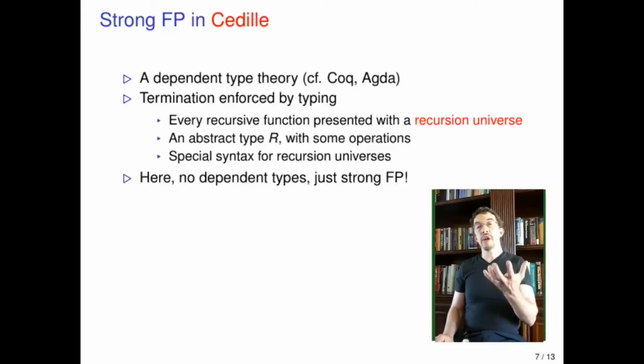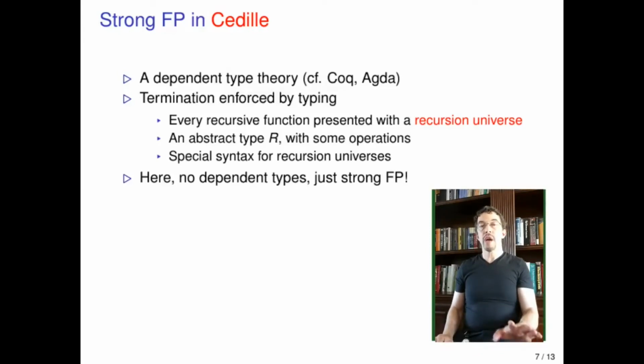So in Cedille, when you're writing a recursive function, you're presented with something that we call a recursion universe. It's a typed interface for doing the recursion. You get an abstract type R, that's what we're thinking of as the recursion universe, and it has some operations on it that help you write your recursion. You're not allowed to make direct recursive calls in your code. You have to go through this interface. Cedille provides special syntax for these recursion universes that hides a lot of the machinery and makes it feel like an idiomatic way of writing recursive functions.